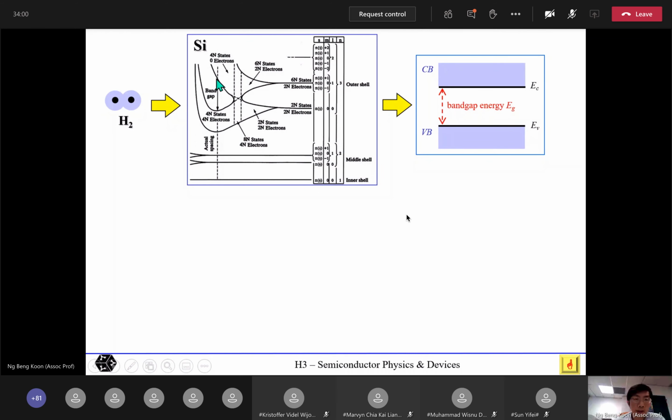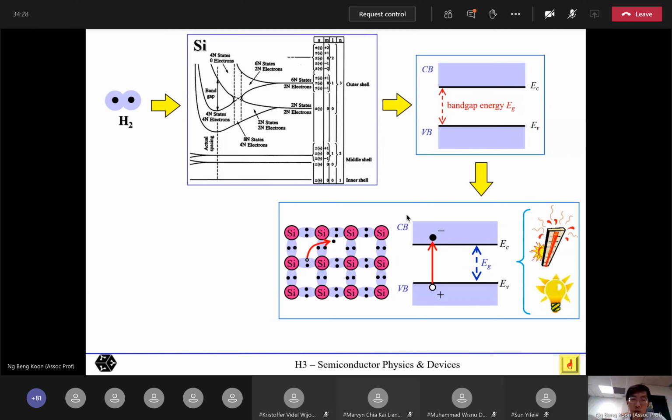It's essentially this part here, at the equilibrium spacing, that we have the band structure that we usually use to analyze a semiconductor material. The bottom of the conduction band edge is conventionally indicated as EC, and the top of the valence band is indicated as EV. As I mentioned before, this gap here is specified as EG.